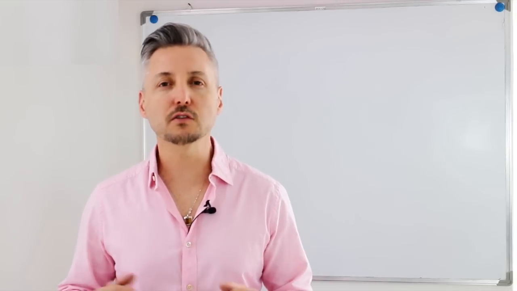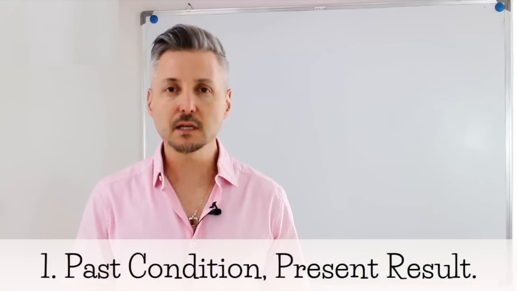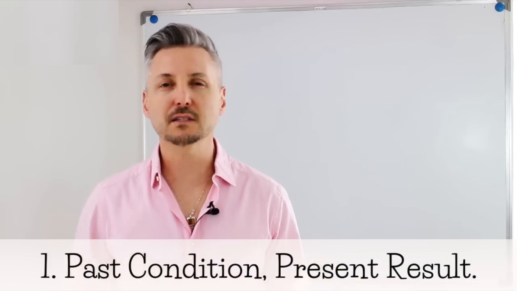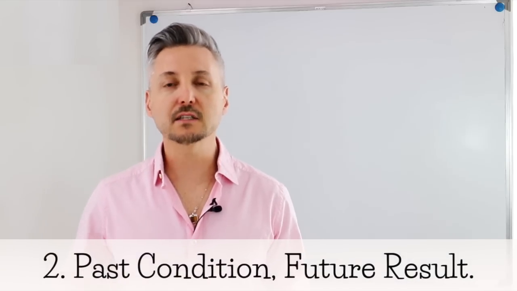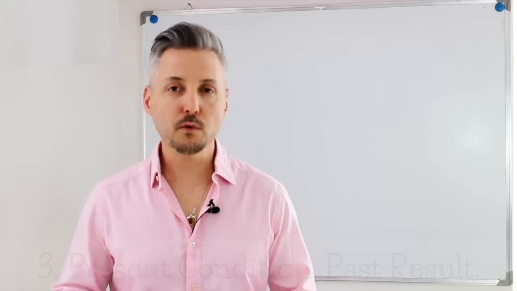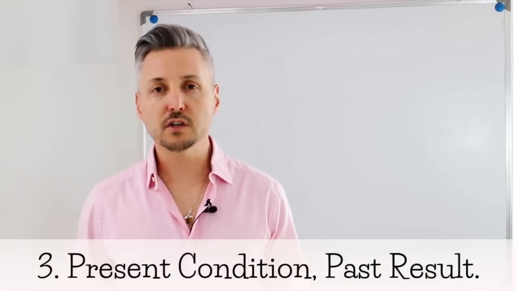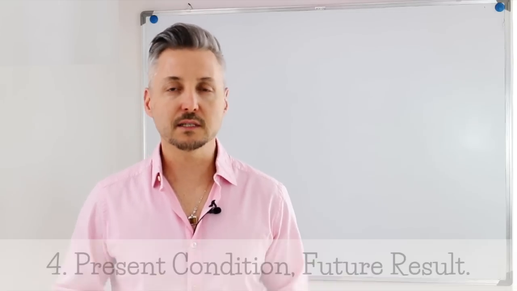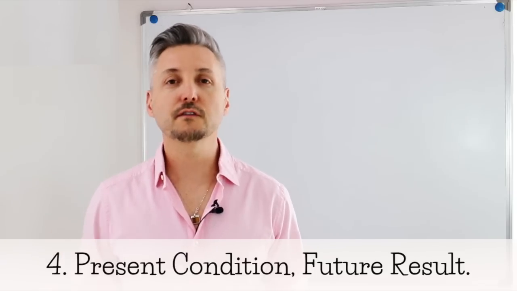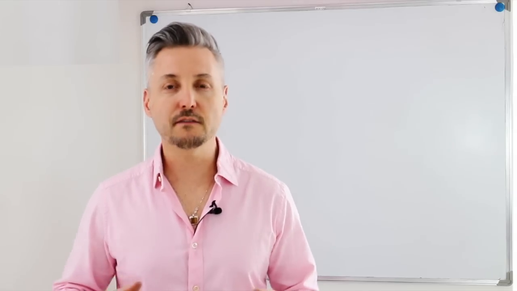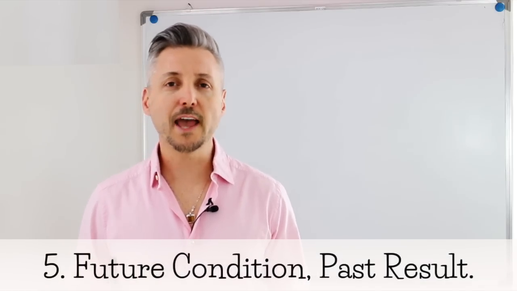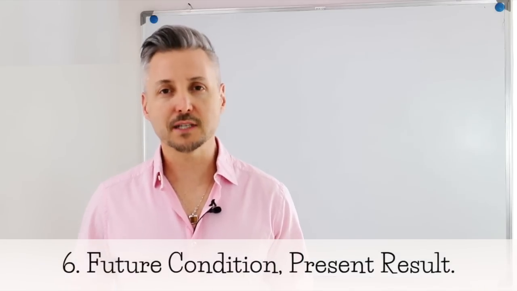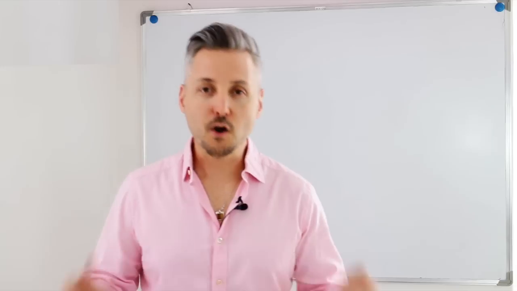Now, let's recap. So we have 6 mixed conditional patterns. The first one is past with the condition and present for the result. Then we have past for the condition and future for the result. Then we have present for the condition and past for the result, present for the condition and future for the result, and we have future for the condition and past for the result, and future for the condition and present for the result.